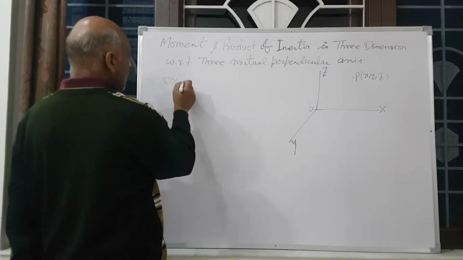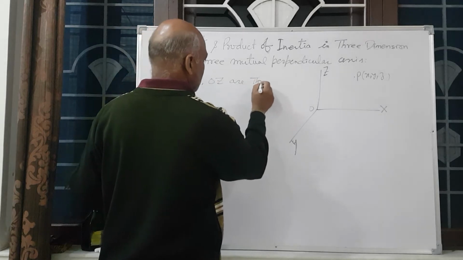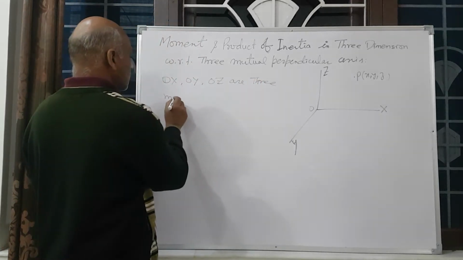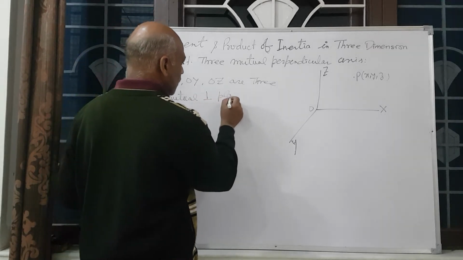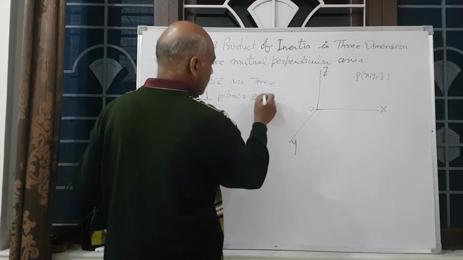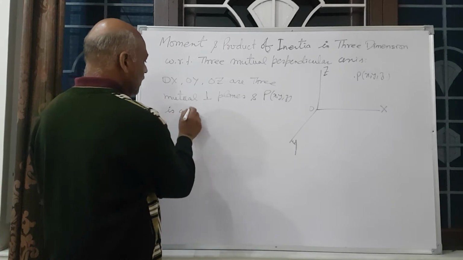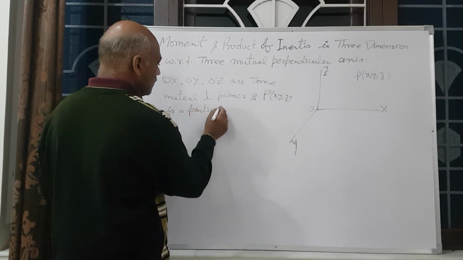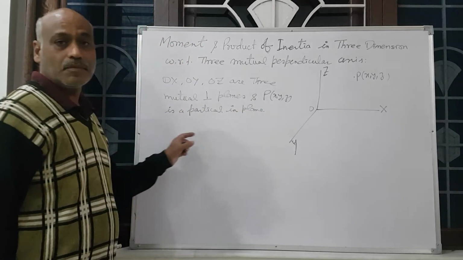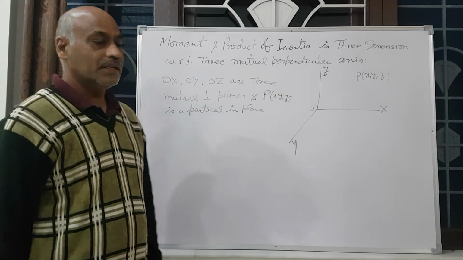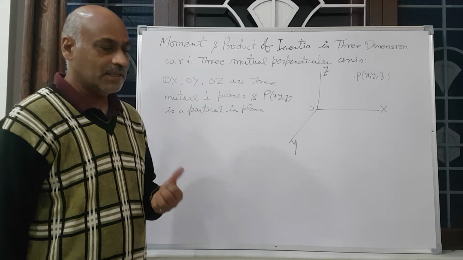So OX, OY, and OZ are three mutually perpendicular planes or axes, and P(X, Y, Z) is a particle in three-dimensional coordinate space. X, Y, Z are the perpendicular distances from OX, OY, OZ.